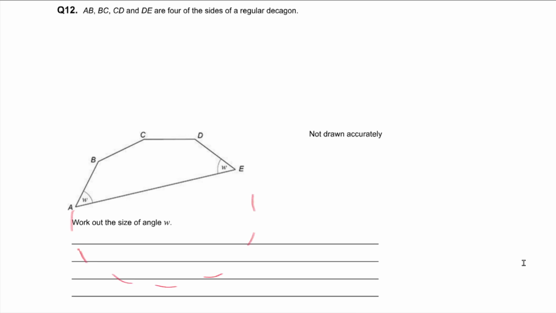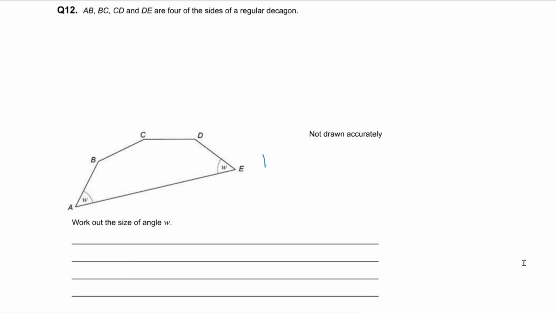It kind of goes around here and back around like that, but we just got a little slice of it. Okay, work out the size of the angle W. Well, it might have been originally from a decagon, but now it's a 1, 2, 3, 4, 5-sided shape. It's a pentagon, isn't it? Okay, so what do the interior angles of a pentagon add up to?